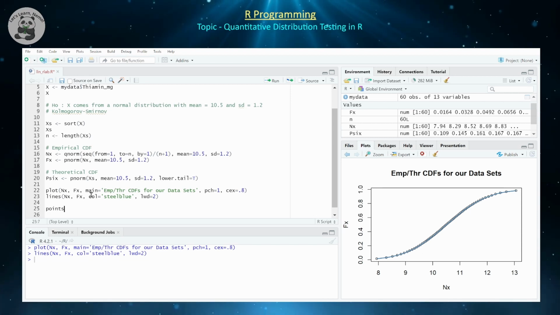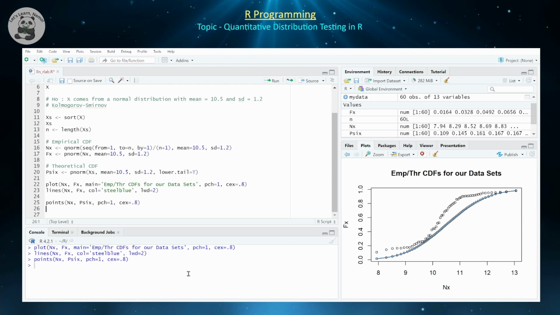Now I want to plot the points of our theoretical values, which is going to be nx, the same exact domain, and psi x, the probabilities that we actually have for our data points. We're going to plot that right on top of the data, which is why I'm using points instead of plot. Let's do a pch of 1 and a cex of 0.8, the same exact style as the other points. Those are the points that are scattered above. Also let's connect those points, nx and psi x, with a different color. Let's choose violet red, with the same width of 2. So that is going to be our theoretical distribution.